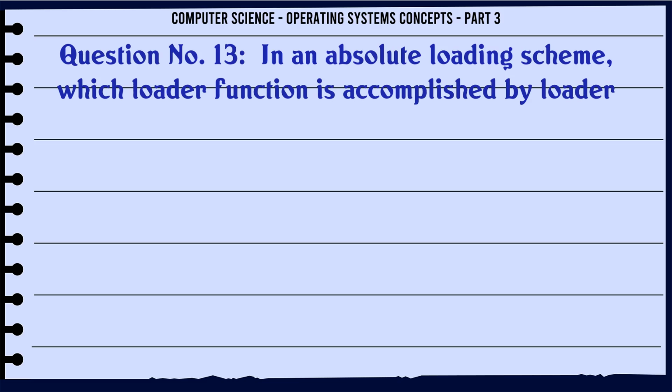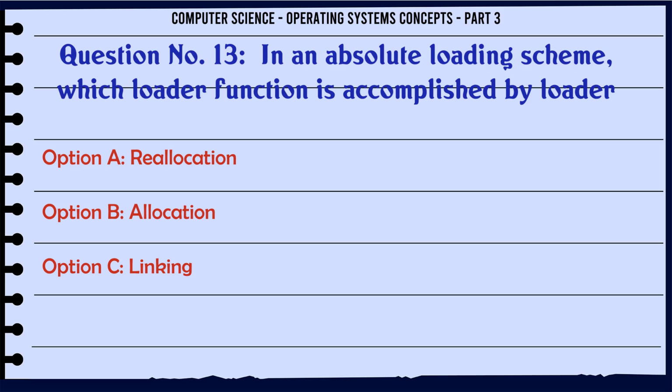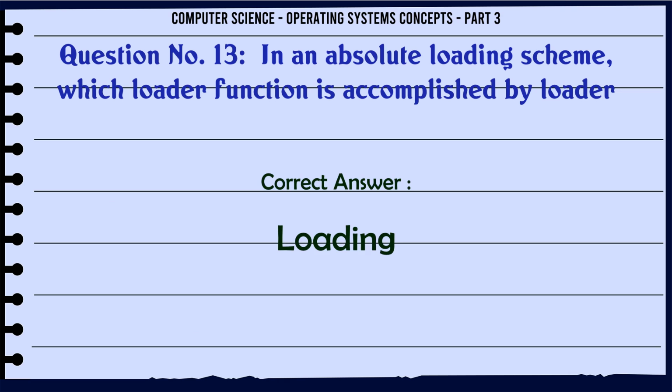In an absolute loading scheme, which loader function is accomplished by the loader? A. Reallocation. B. Allocation. C. Linking. D. Loading. The correct answer is loading.